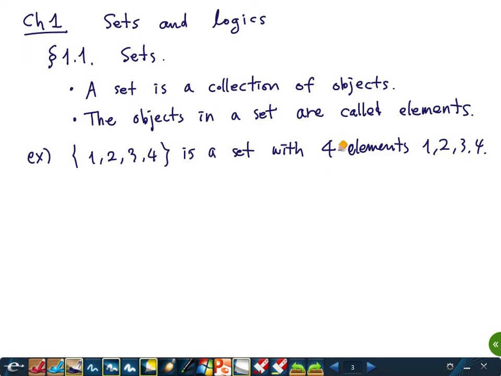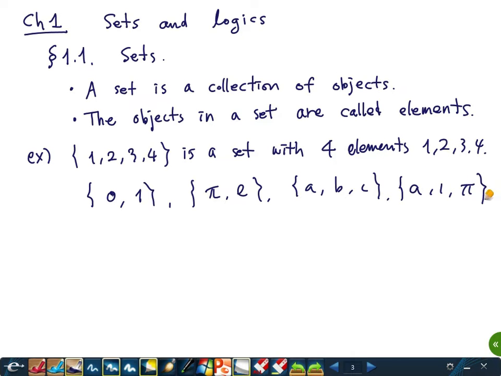And it doesn't have to be just numbers. You can say everything. It's again an integer, but maybe pi, e, or some letters, anything. Or you can mix them together, a1, pi, I don't know. You can make anything as a set, like this.